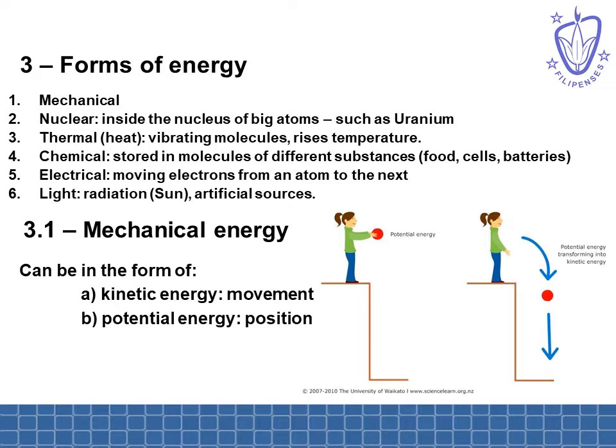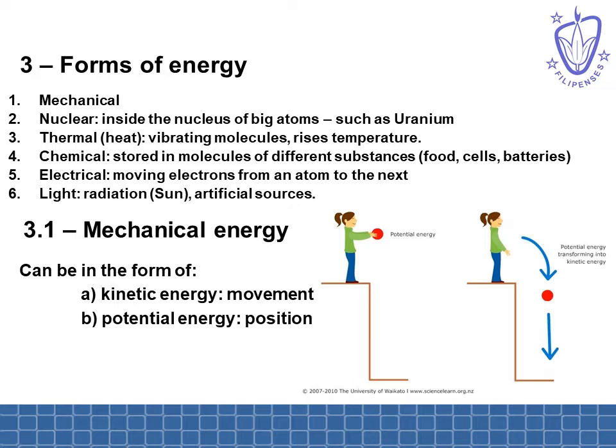Then we have electrical energy that consists of moving electrons from an atom to the next. We saw in class how an atom is like a little solar system, with the sun in the middle being the nucleus and the planets orbiting around the sun being the electrons.